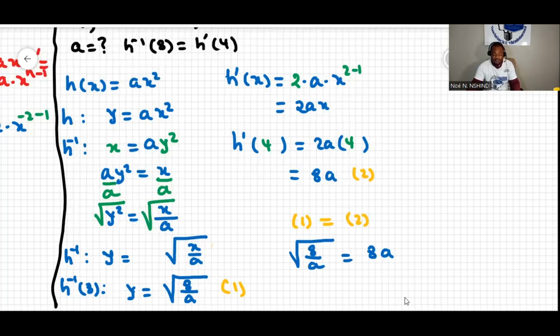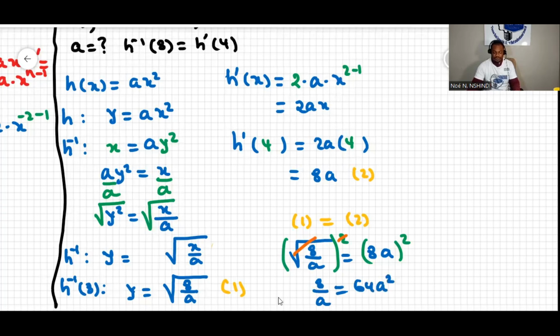Now we're going to find the value of a. How can we do that? First of all, we're going to get rid of the radical sign. How can I do that? I raise both sides to the power of 2. Whatever I do on the left, I must also do on the right to keep my equality the same, because the power of 2 cancels the square root, and then we are left with 8 over a equal to 64a squared.